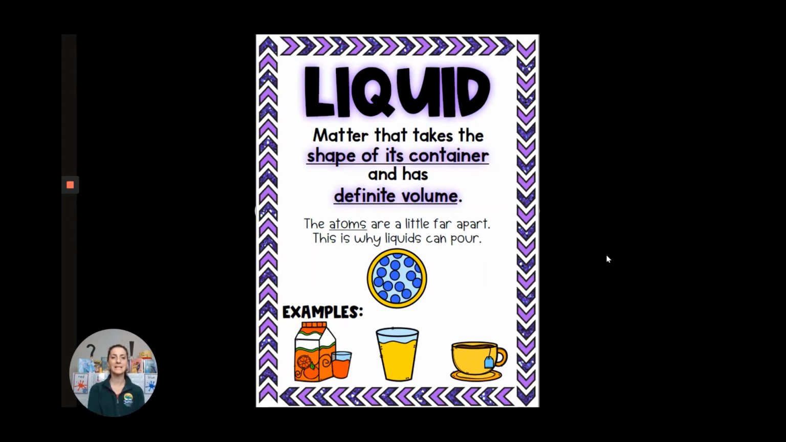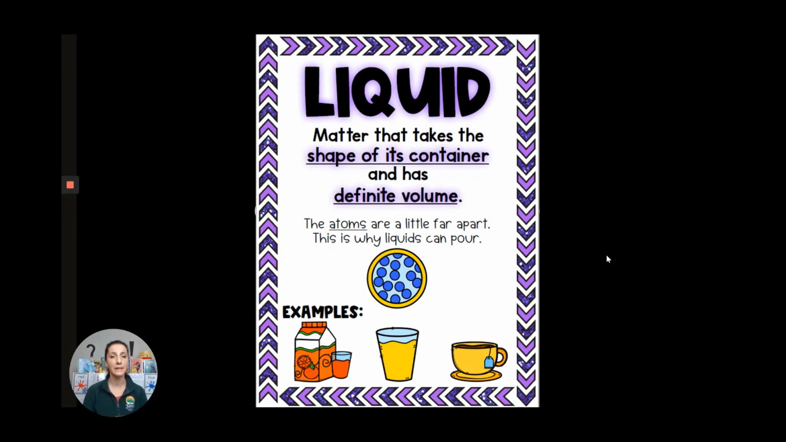The next one is a liquid. Liquid is a matter that takes the shape of its container and has definite volume. The atoms are a little far apart. This is why liquids can pour, right? So if you think about a liquid, it says it's matter that takes the shape of its container. If I said to you, what shape is a baseball? You would tell me it's round or it's a sphere, right? It's solid. That's always the shape. No matter if I put the baseball in a cup, on top of my head, or under a table, it doesn't matter where I put the baseball. It's a solid, so it would stay in the same shape.